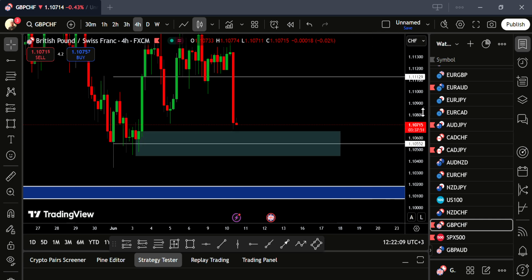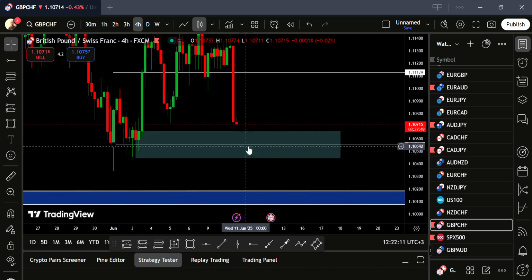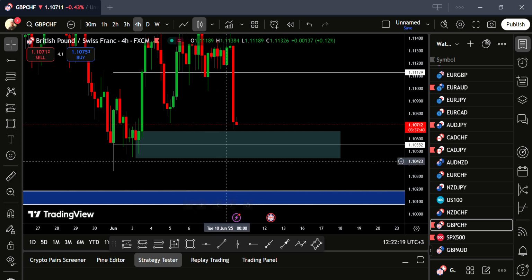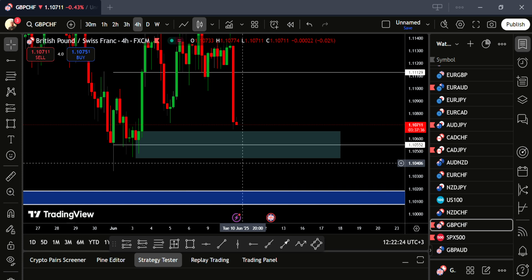So what are you doing? You wait for price to come and tap into this area. You can go for confirmations on the lower time frame, like the 15-minute. Wait for confirmations and enter, or you can just set a buy limit here. But me, I'm not going to set a buy limit, and I'm not going to go for confirmation.